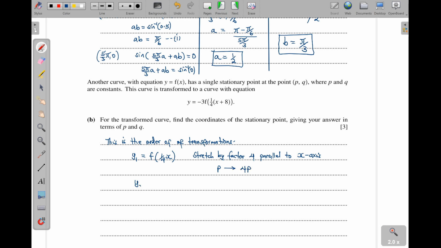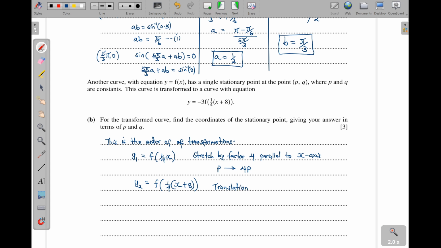Now, the second one that is going to come from here, we are going to have f of 1 over 4 x, already x is divided by 4. Now we shall bring in the 8. The 8 has to come inside here where x is already divided by 4. You see that? It is like that. This one is a transformation. Actually, we call it a translation.